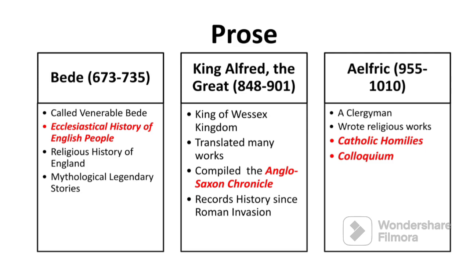Second is King Alfred the Great. He was the king of the Wessex kingdom, and he translated so many works, but among all his works, we see the Anglo-Saxon Chronicle as the most important one because it records history since the Roman invasions. And there is Aelfric, who was a clergyman. He also wrote religious works like Catholic Homilies and Colloquy. And these three prose works provide us with enough information about the Anglo-Saxon age. Whatever we know about this age is through these works. So this is all about the Anglo-Saxon age.